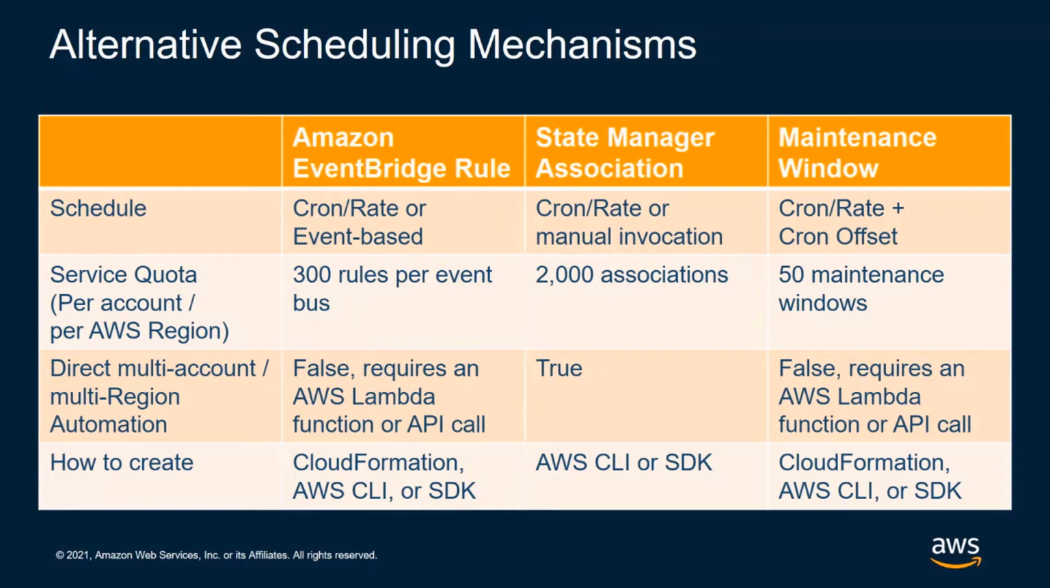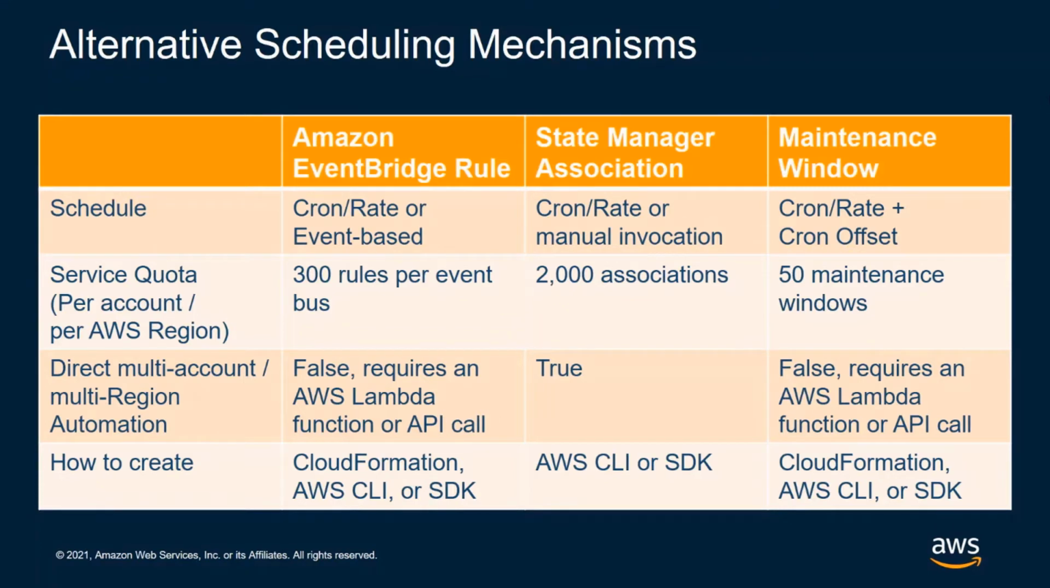And in contrast with EventBridge rules and maintenance windows, State Manager associations can initiate a multi-account and multi-region automation runbook directly, so that intermediary step of initiating a Lambda function is not required for State Manager associations. However, currently you can only create the multi-account and multi-region association using the AWS APIs.